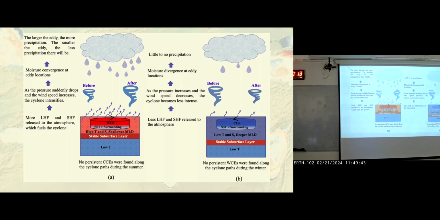Moisture convergence, that's what I showed you, and we also see an increase in precipitation relative to the cases when the cyclone passes over a cold core eddy. So with that I would like to conclude. I hope I was able to convince you that even in our region, these small features may have an effect on the local precipitation patterns. With that, I'm concluding my talk.